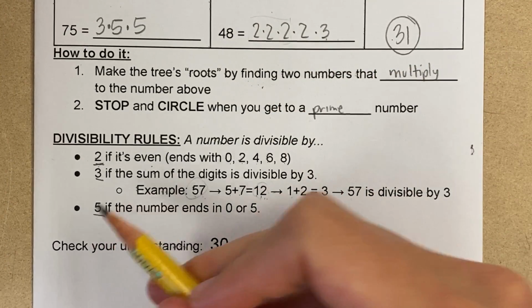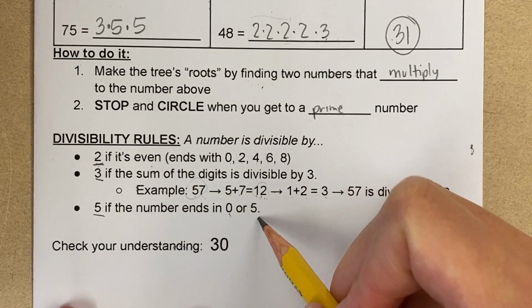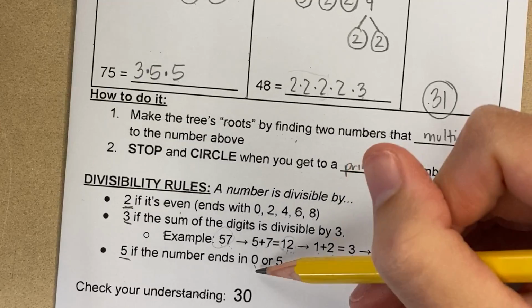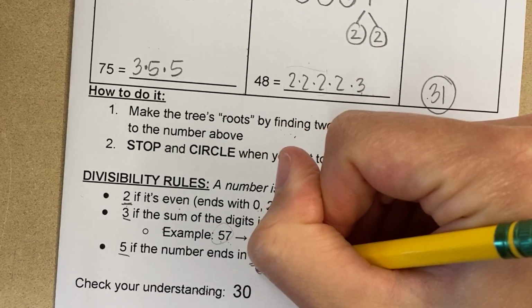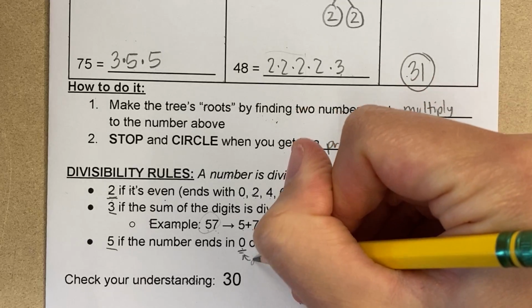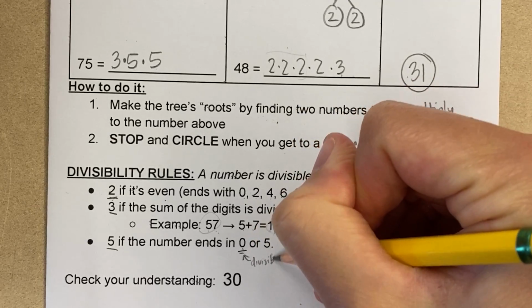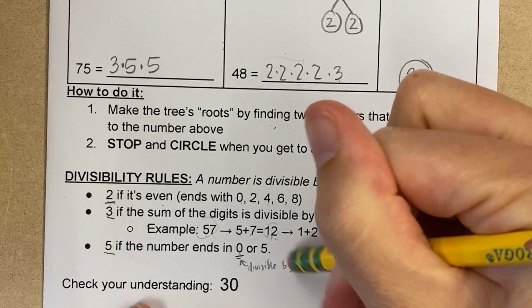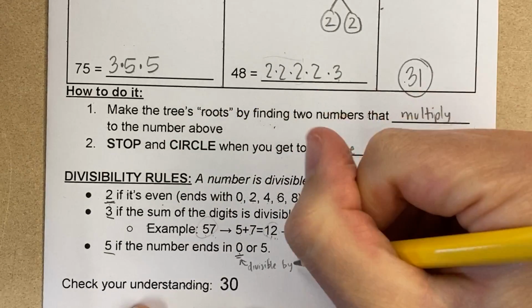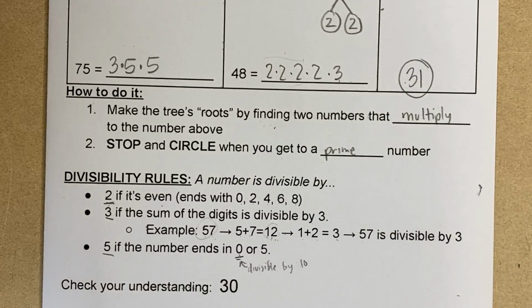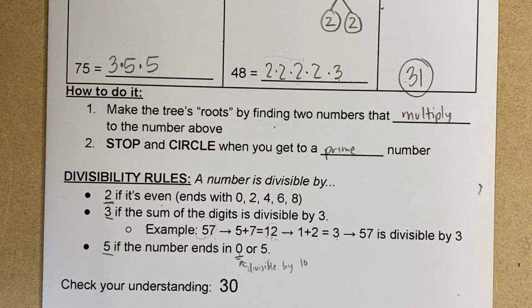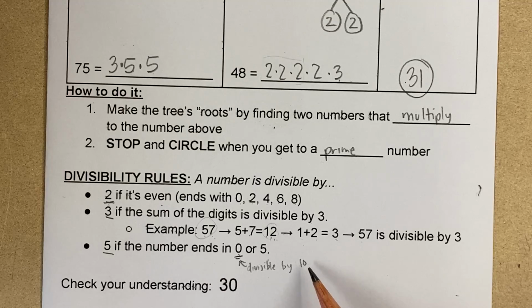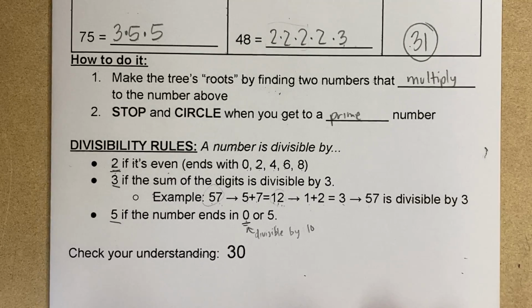And then 5, if the number ends in a 0 or a 5, it's divisible by 5. If it ends in a 0, in fact, it's divisible by 10, right? Like if I see a number like 40, I'm pretty much always going to start with 4 and 10. That's just the first thing that I think of, right? There's a lot of possibilities with 40. I could do 5 times 8, I could do 2 times 20, but I pretty much always think if a number ends in 0, I'm going to start by dividing by 10.